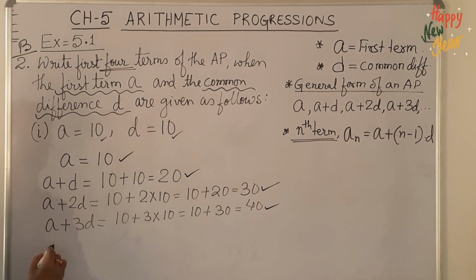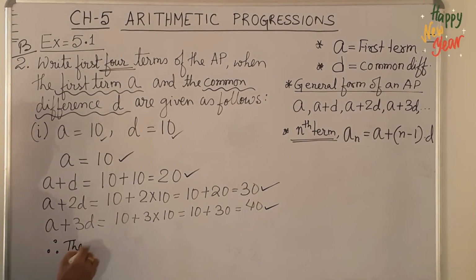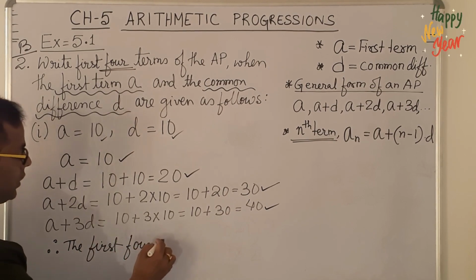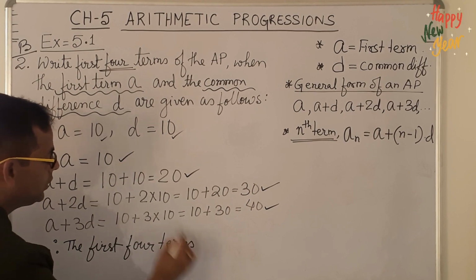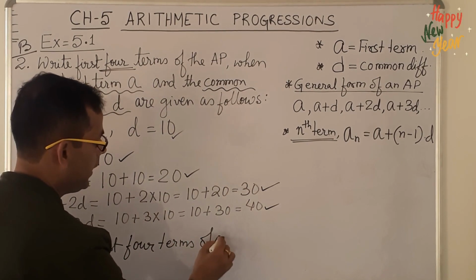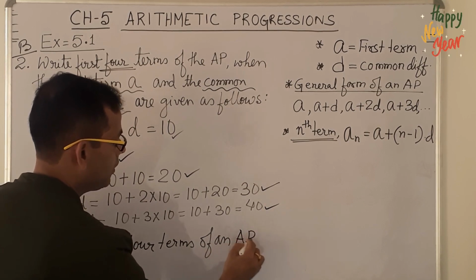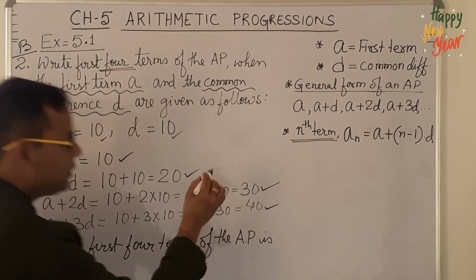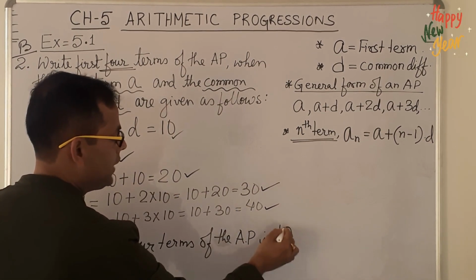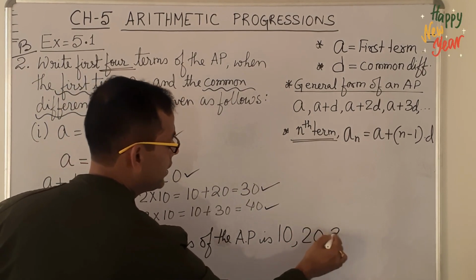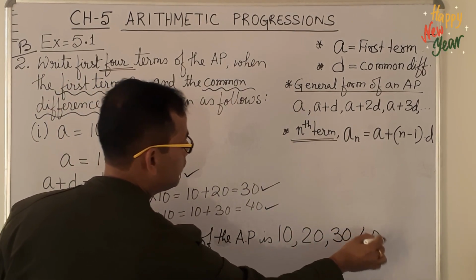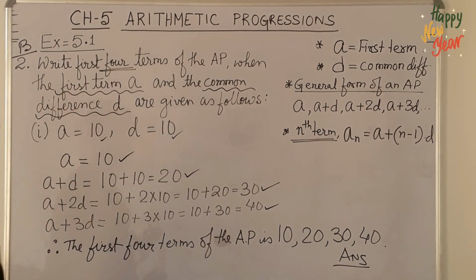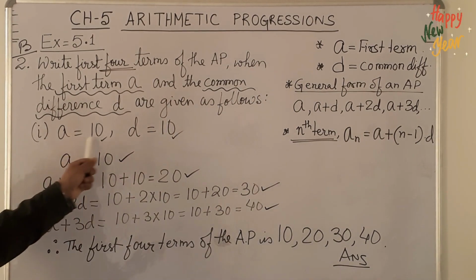So what we will write? Therefore, the first 4 terms of the AP are: first one is 10, then 20, then 30 and then 40. Finished. And this is the answer. Clear? Okay.